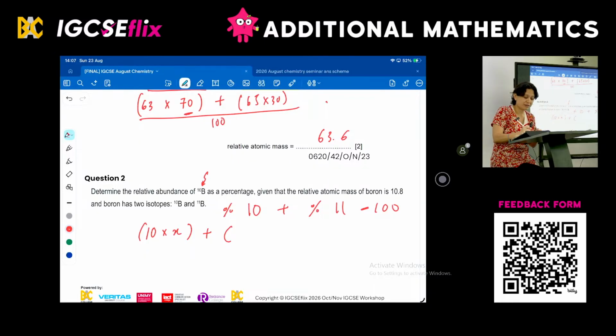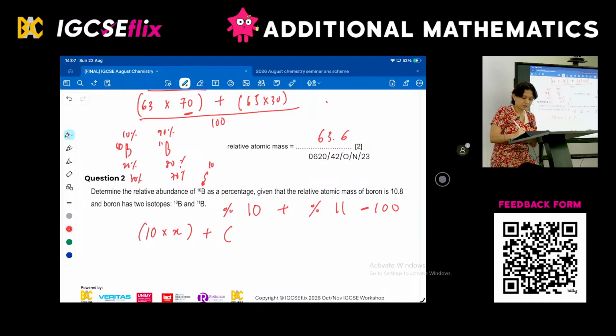If this one is 10%, we have B10 and B11. If this is 10%, this one will be 90. Correct or not? If this is 20%, this one would be 80. If this is 30%, this one would be 70. So basically, whatever I do, I add together, it must equal 100.